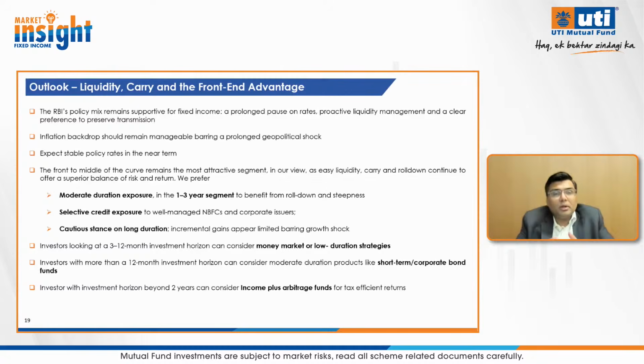If you are looking at a 3 to 12 months investment horizon, a money market or a low duration strategy, which has a significant YTM gap compared to a liquid fund, is a very good product for you. If you are looking at more than a 12 months investment horizon and can tolerate some intermittent volatility, a short term or a corporate bond fund, because of the active management as well as a decent accrual compared to liquid or other strategies, can also deliver a decent outcome to investors. And investors who have more than a 2-year investment horizon can consider income plus arbitrage strategies to give them more tax efficient returns. So with this, I'll stop for now.